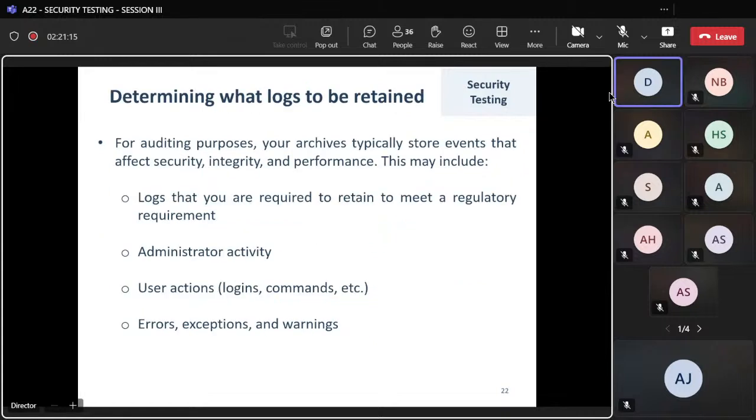And then next, after log retention, there will be a process to identify what logs to be retained for auditing purposes. You need to look at various events related to security events, or sometimes application performance related logs, or some of the system integrity related logs, which you need to retain to fulfill regulatory requirements.